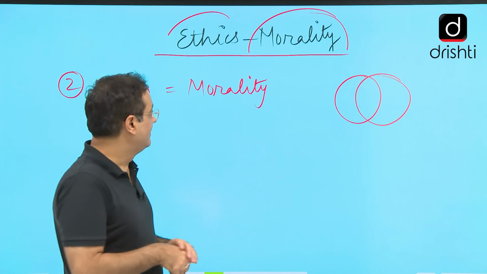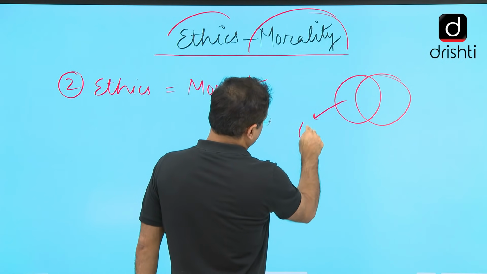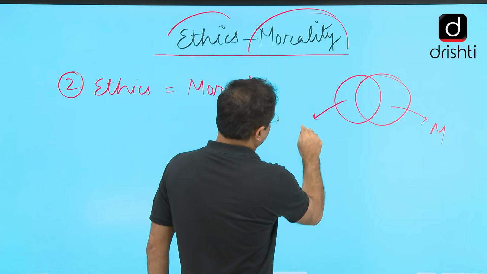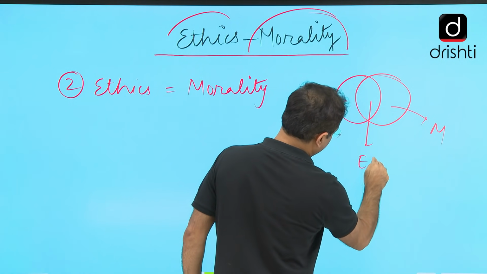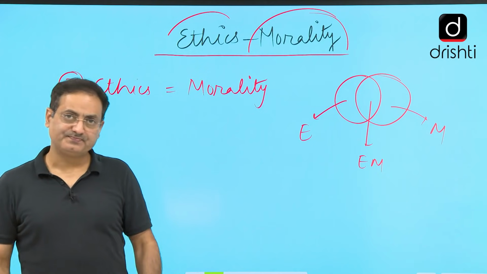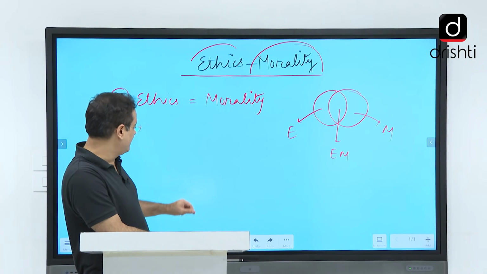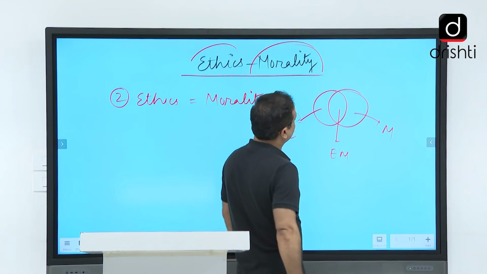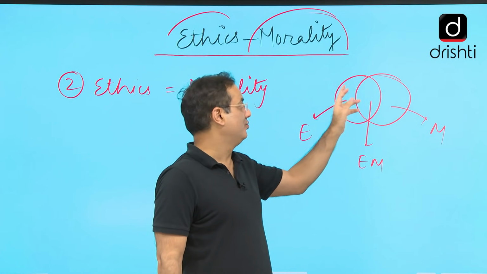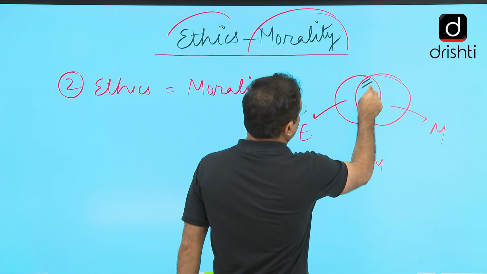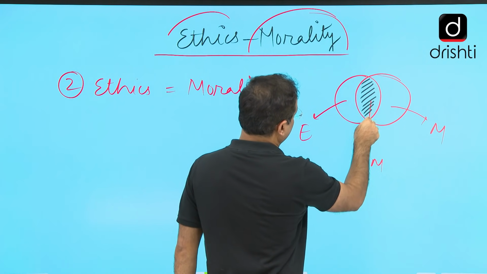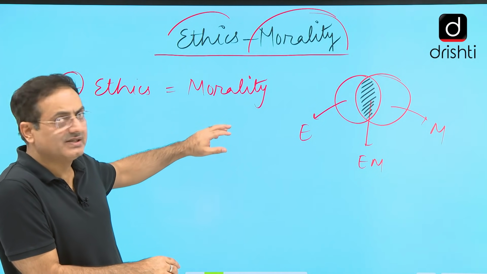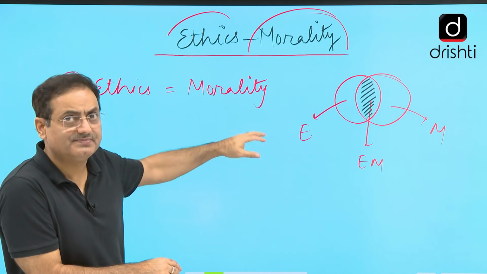How? In this sense, if this is ethics and if this is morality, then we have to believe that the middle circle is ethics plus morality. So for making this concept clear, we need to have three kinds of example. One, in which something is ethical but not moral. Second, which is moral but not ethical. And third, certain examples which are ethical as well as moral acts or conducts. If we have three kinds of examples with us, then we will be able to make this concept clearer.